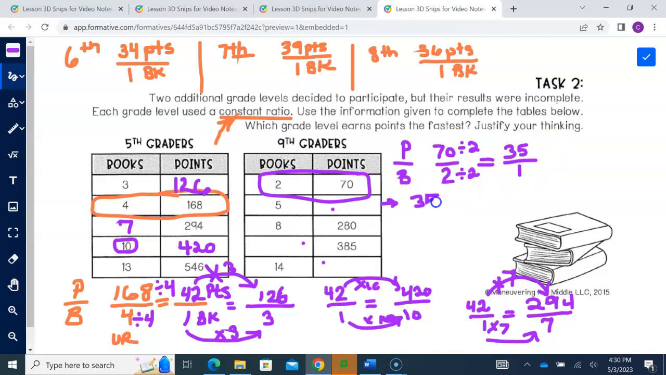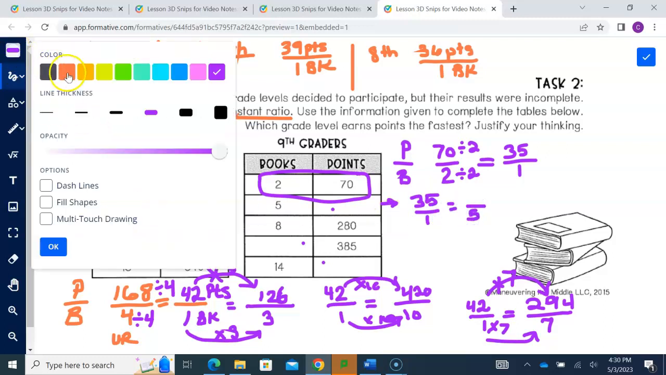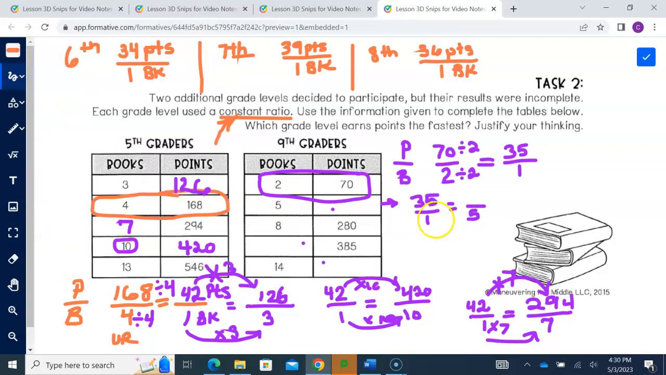35 for each book. If they read 5 books, then I'm scaling my points by 5 times, because 1 times 5 is 5. I have to match that on top. And 35 times 5 is 175. So if they read 5 books, they're going to earn 175 points.